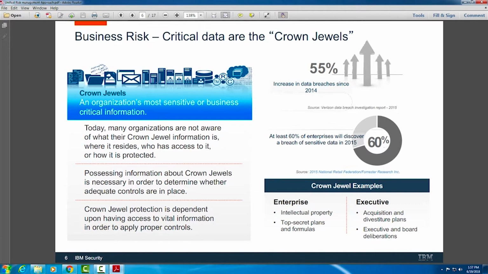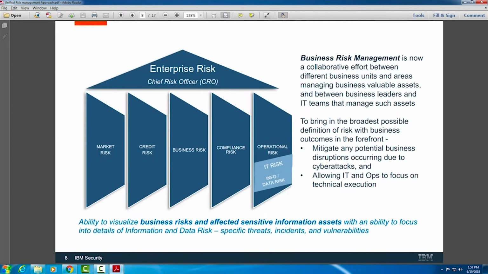So this crown jewel is nothing but very key sensitive data, the most critical information; only that we call a crown jewel. Here, as I said, a chief risk officer, a CRO, if he wants to look at the dashboard and evaluate and find out what the risk exposure is to that particular information asset, they can do that using this IDRM. Mainly here we are focusing on the information or data risk.